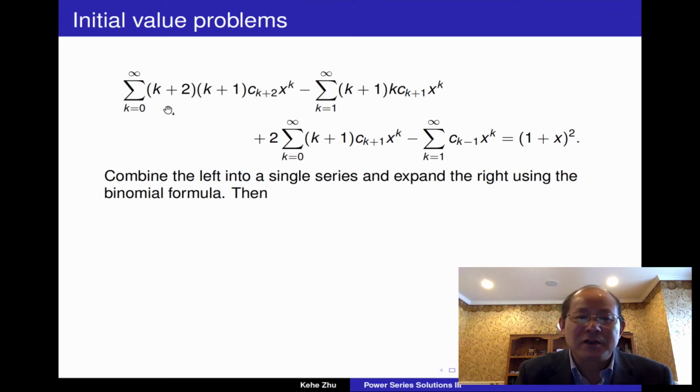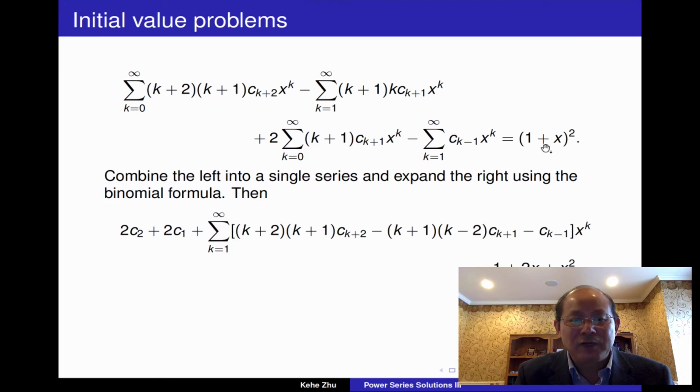Anyway, you're going to combine the 4 series into a single one, and you also want to expand the right-hand side using the binomial formula. You expand the right-hand side into 3 terms. And what I get is a long equation like this. Those 2 terms, the 2c2 plus 2c1, came from the k equal to 0 term over here, and also the k equal to 0 term over here. So that's the 2c2 plus 2c1. And then starting from 1, all the 4 series are combined into a single one like this. That's one algebraic calculation that I did over here.